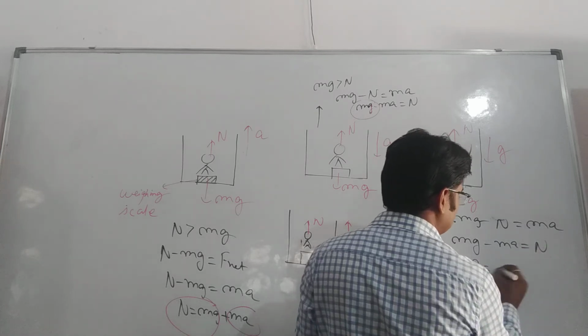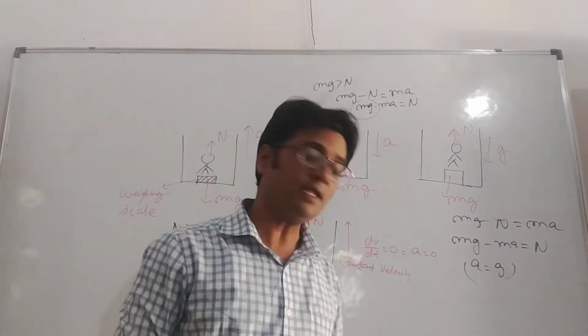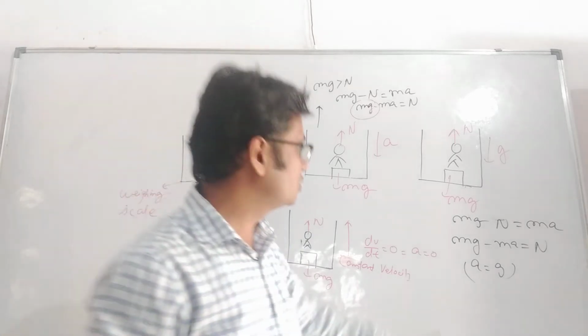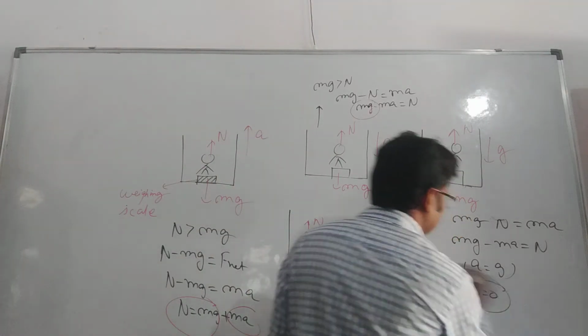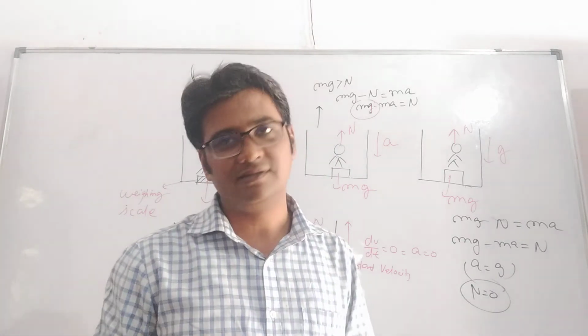So a is what? g. Sir, why? Because the body is moving downward, is freely falling downward with an acceleration due to gravity. So the a will become g. So N will become 0. And this is the weight measured by the weighing scale, which is 0.